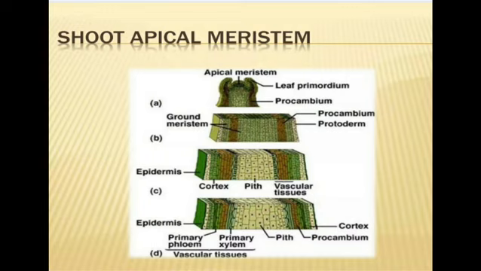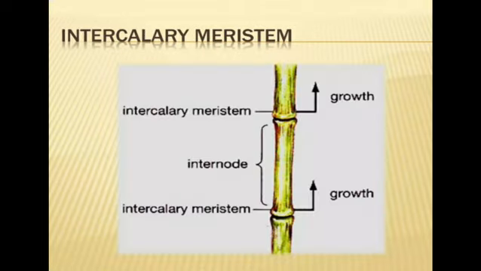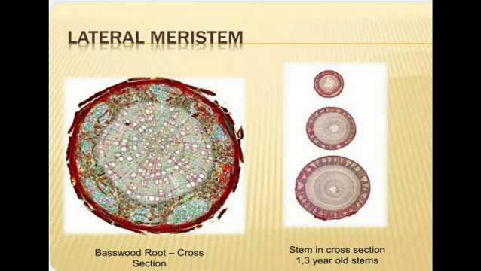This is shoot apical meristem which shows leaf primordium, procambium, protoderm, ground meristem and vascular tissues. This is root apical meristem which shows root cap, apical meristem region, zone of cell division, zone of elongation, zone of maturation and root hairs. This is intercalary meristem which shows elongation of internodal region. This is lateral meristem which shows secondary thickening in root and stem.